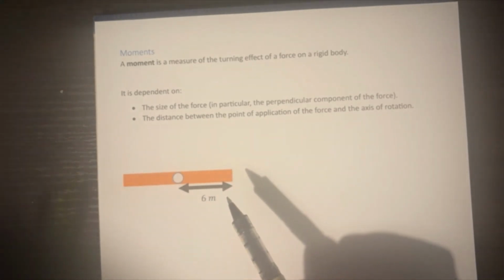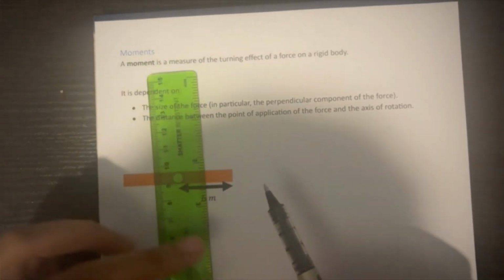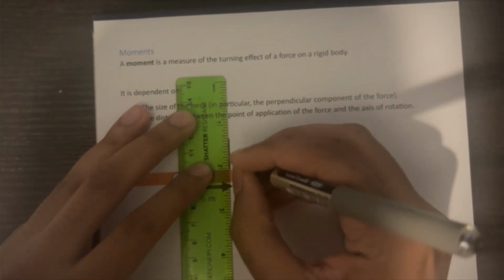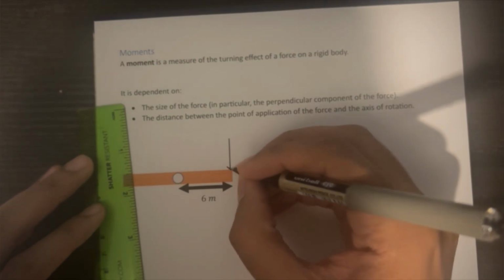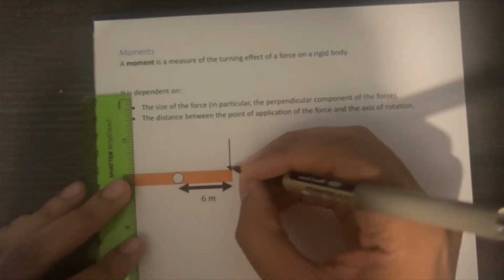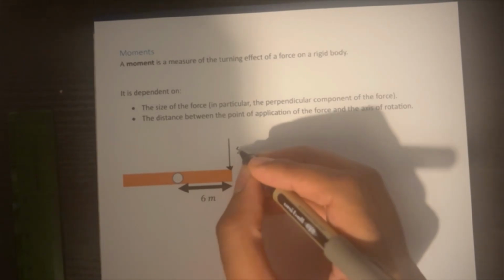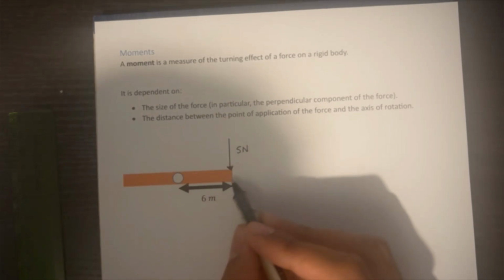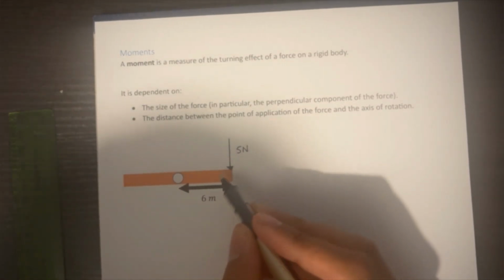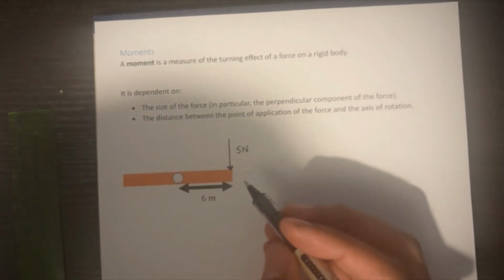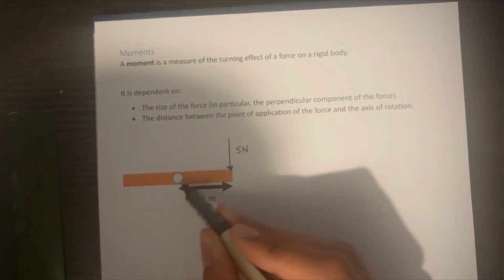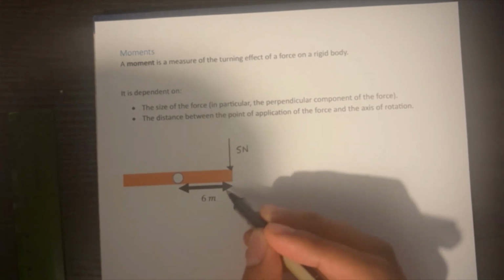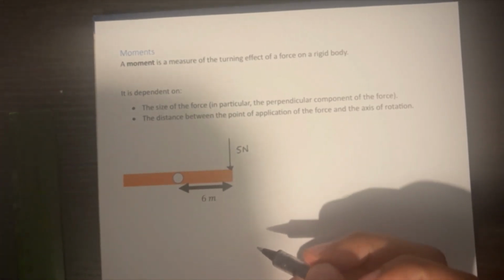The first situation we're going to consider is a force being applied right on the end of that rigid body. We'll say the force is 5 newtons. Now, if that force is being applied right on the end of that rigid body, this point will be fixed and the rigid body will turn in this direction. So it will turn in a clockwise direction.